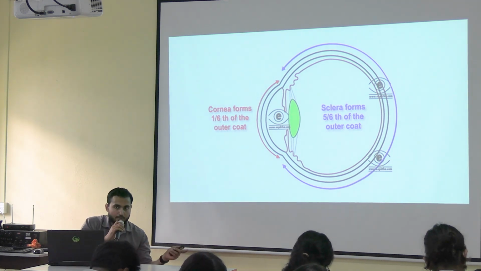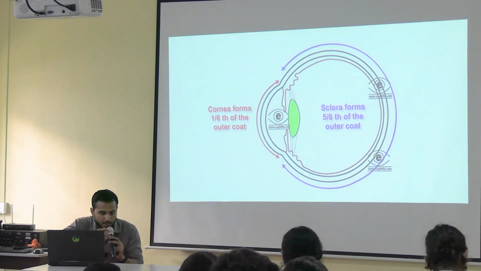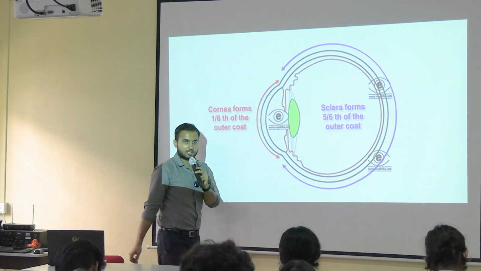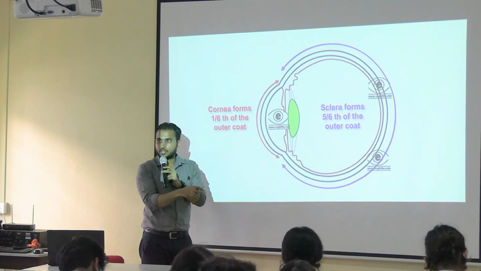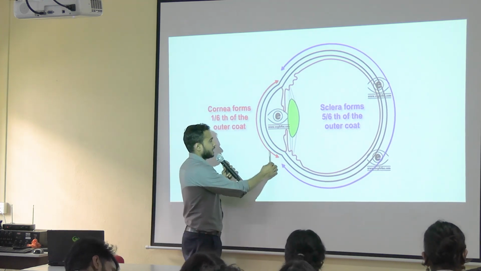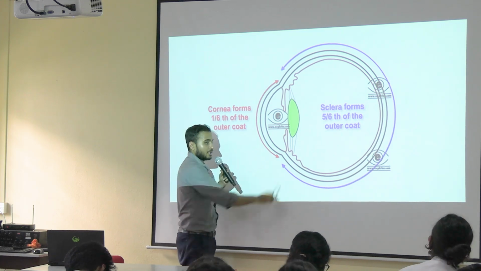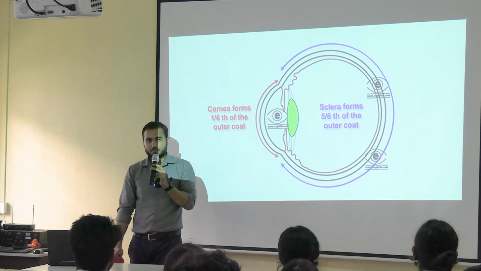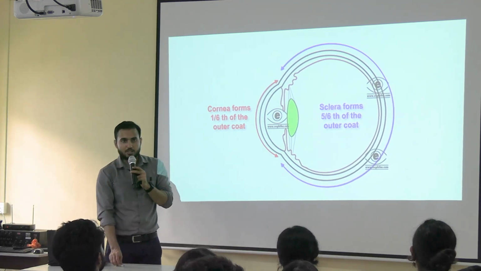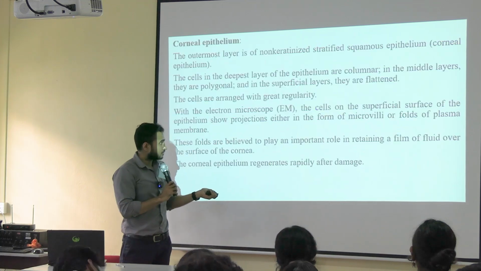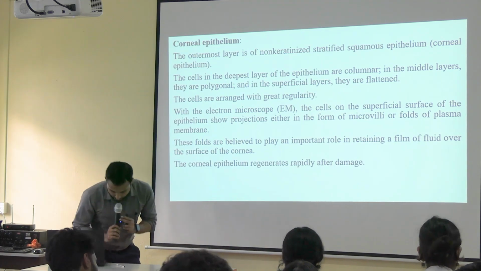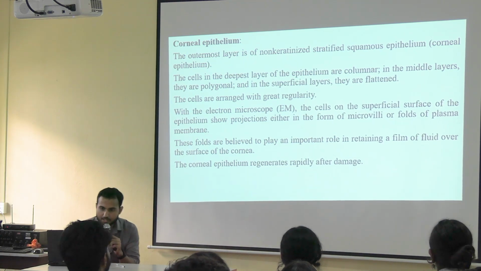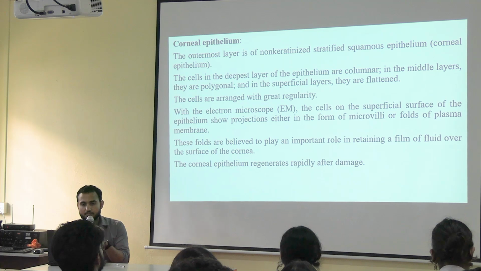So if you see the diagram properly, this particular part we have already discussed. This is the sclera, so the layers of the sclera we have already discussed. Now we are in cornea, so we'll be discussing the layers of the cornea one by one. So the outermost layer is the lining epithelium, also called corneal epithelium. Now the corneal epithelium is the stratified squamous non-keratinized epithelium.